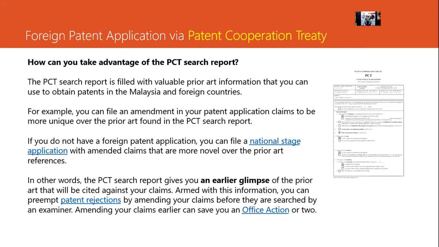So it gives you an earlier glimpse so that you can avoid any office actions, you can avoid any infringement, or you can try to amend your claim so that you can avoid all this office action at the later stage when you want to file for the national office. So this is like an early warning report for you.